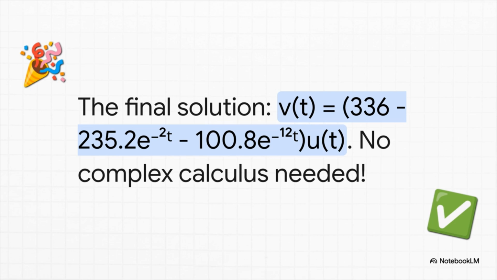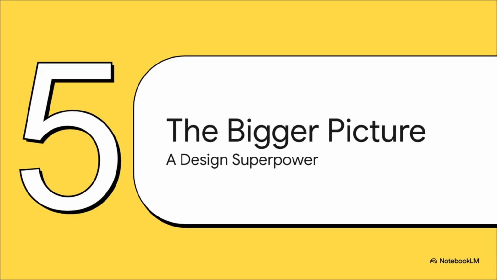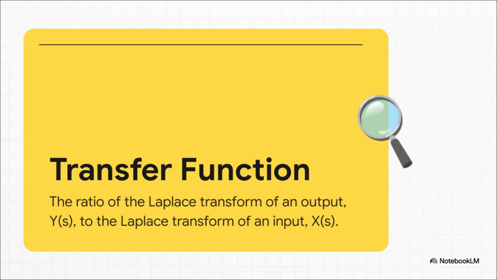Pretty cool, right? But this is so much more than just a clever trick for circuits. The Laplace transform is a genuine superpower. It completely changes how engineers think about and design pretty much any complex system you can imagine. One of the most powerful ideas that comes out of this is something called the transfer function. It's simple, really. You just take the Laplace transform of the system's output and divide it by the Laplace transform of the input. What you get, this H of s, is like the system's unique fingerprint. It's its DNA. It tells you everything about the core behavior of that system.